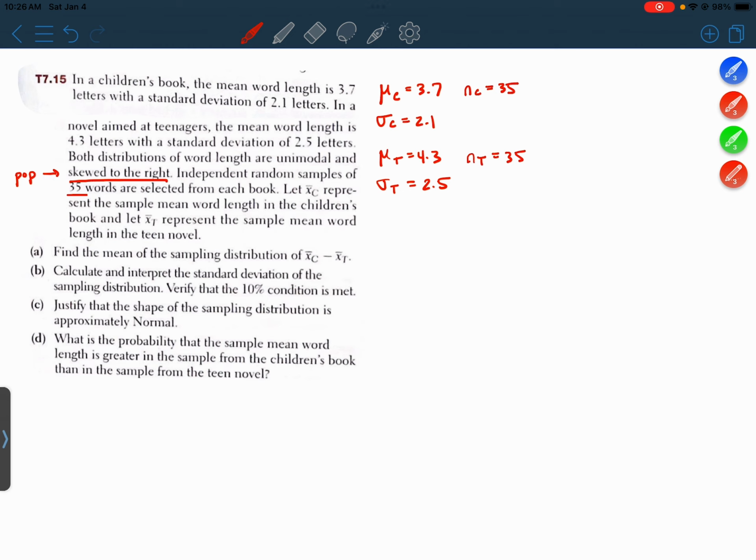All right, so let's start with part A. Find the mean of the sampling distribution of X bar C minus X bar T.